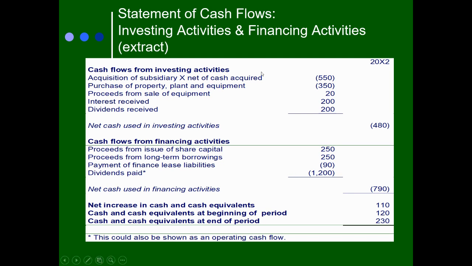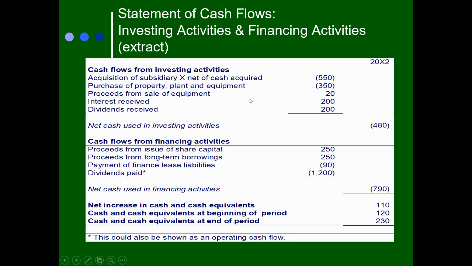Here you can see the inflows and also the outflows. The outflows are shown by the amount in the bracket, and the inflows are the amounts not shown in brackets. So acquisition of subsidiary, net of cash, is an investment. Then there's the purchase of property, plant and equipment. You're acquiring a fixed asset, so it's an outflow.